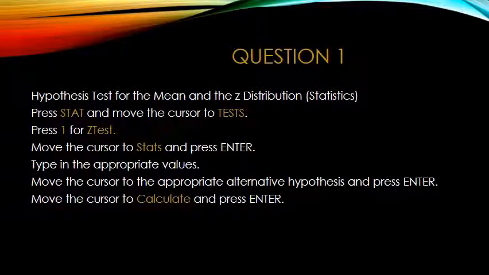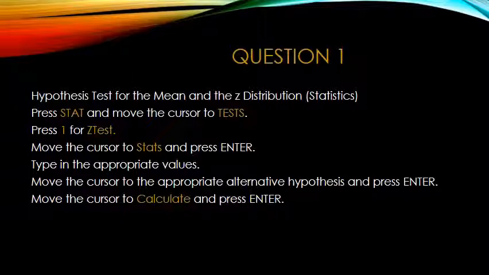To use the TI-83 or 84 graphing calculator to solve the question we just read, the first step is you press Stat on the calculator, and then you move the cursor to Test, and then you press 1 for Z-Test, and we'll be using the Z-test because the standard deviation was provided in the question. If the standard deviation was not provided in the question, we use the T-test.